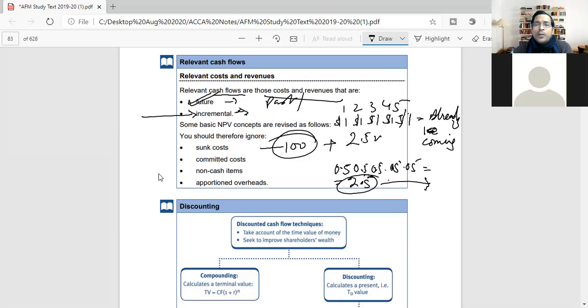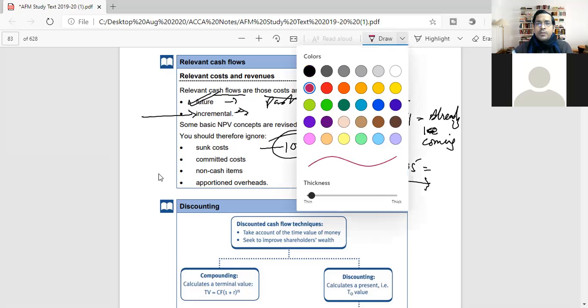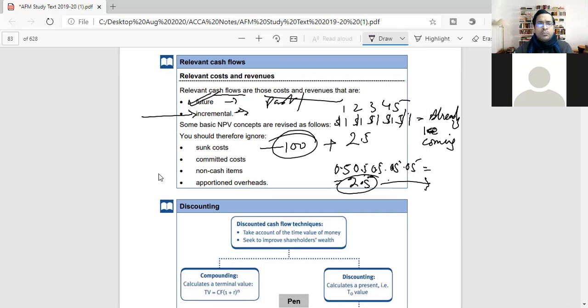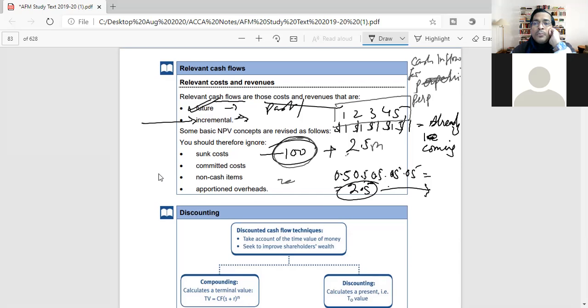Let me introduce another interesting concept here. So $2.5 million for eternity, right? And how do you calculate something that comes to you forever? Because $100 million you are investing now, and 2.5 million will come from all these 5 restaurants forever. How do you calculate a cash flow which is coming to you forever? There is a way. It is called perpetuity. Cash inflow for perpetuity. Perpetuity means it is eternal.